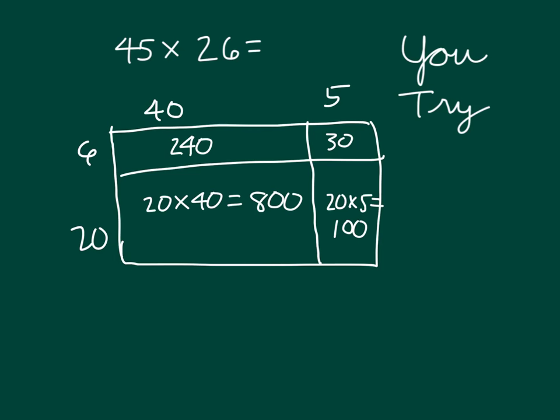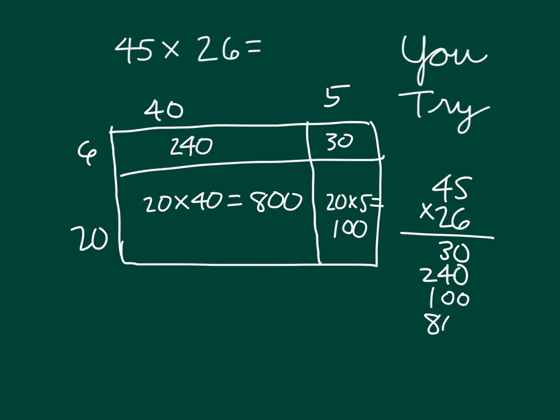Writing that out, try to do it vertically again. 6 times 5 is 30. 6 times the 40 is 240. This 2, which is worth 20, times 5 is 100. And then I have 20 times 40, which is equal to 800. Adding those together, does your answer match?